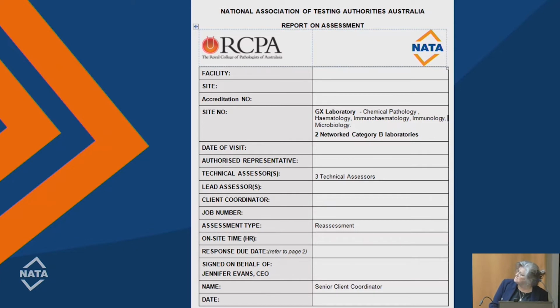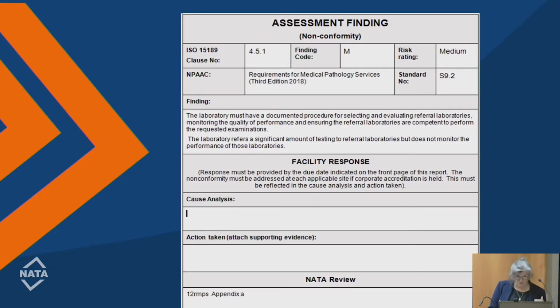This was a GX lab where chem, heme, immunology and micro were represented. There were 2 category B labs in this lab. There were 3 technical assessors, and it was actually a reassessment.